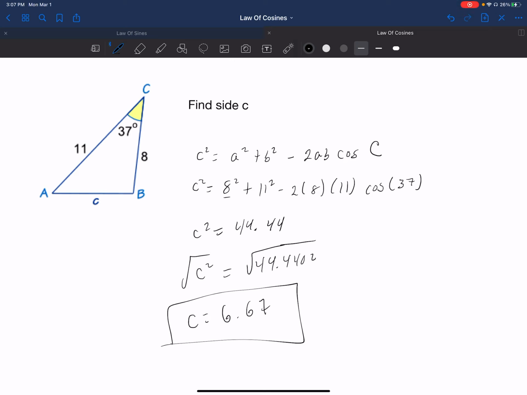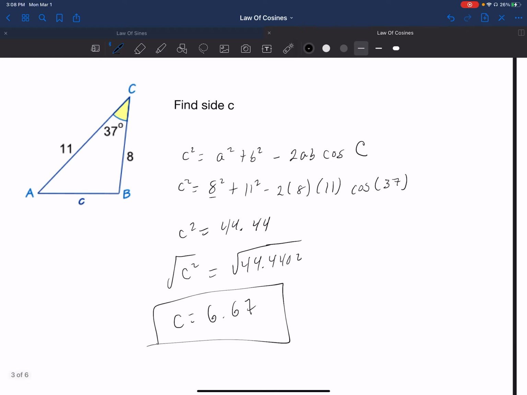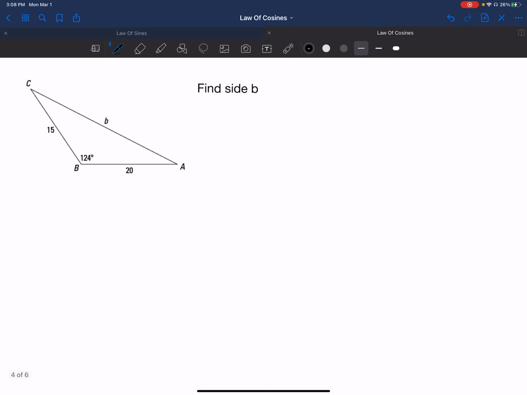So looking for the side again is pretty easy, because you will always have all the numbers on one side, and then the variable by itself on the other side. So let's look at another example. Now we're looking for side B. Like I said before, when we start writing our equation, we'll start with b squared equals the other two letters, which are a and c squared, minus 2 times a times c times the cosine of the first letter, which is b.